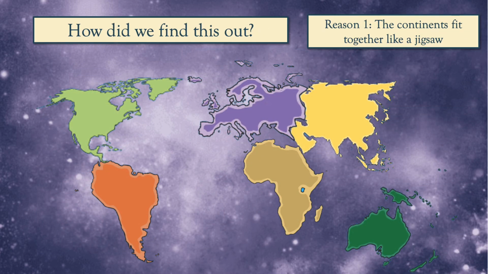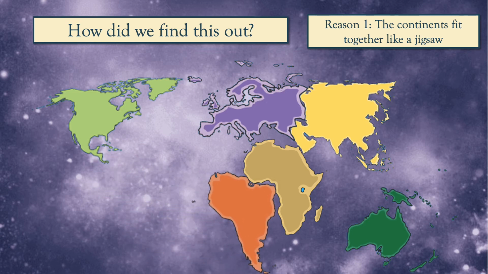So how did we find this out? Well, reason number one, the different continents fit together like a jigsaw, so we can see where they previously would have joined together.